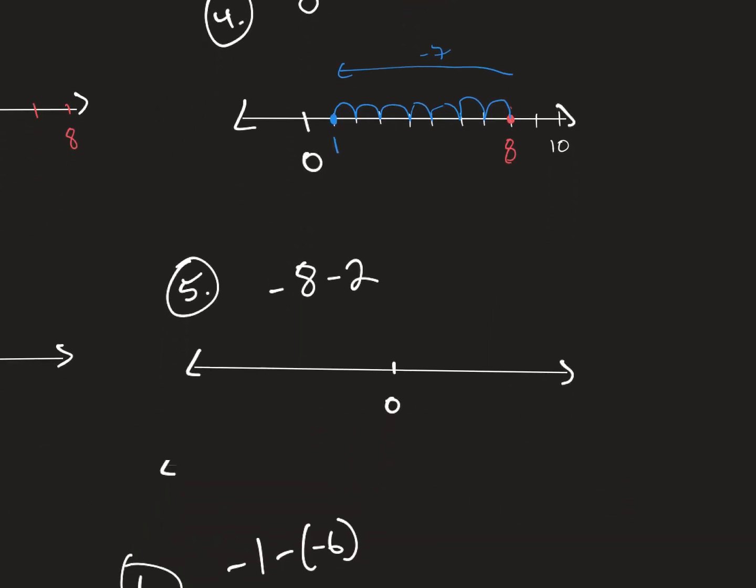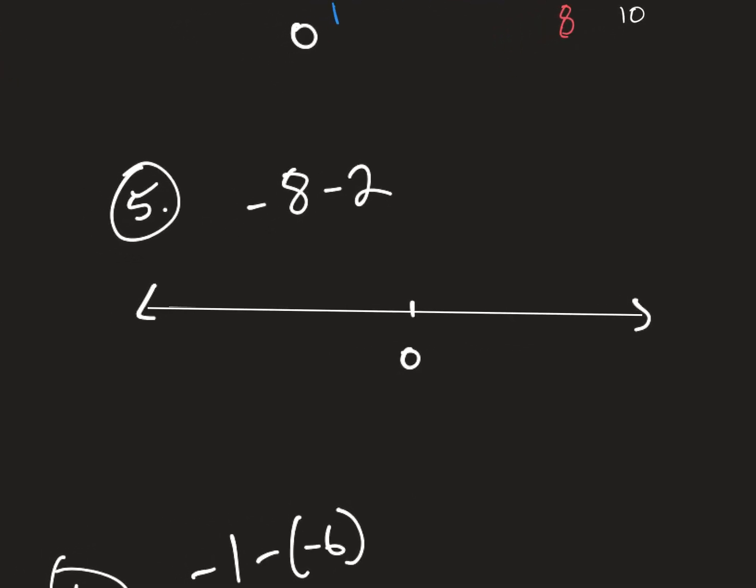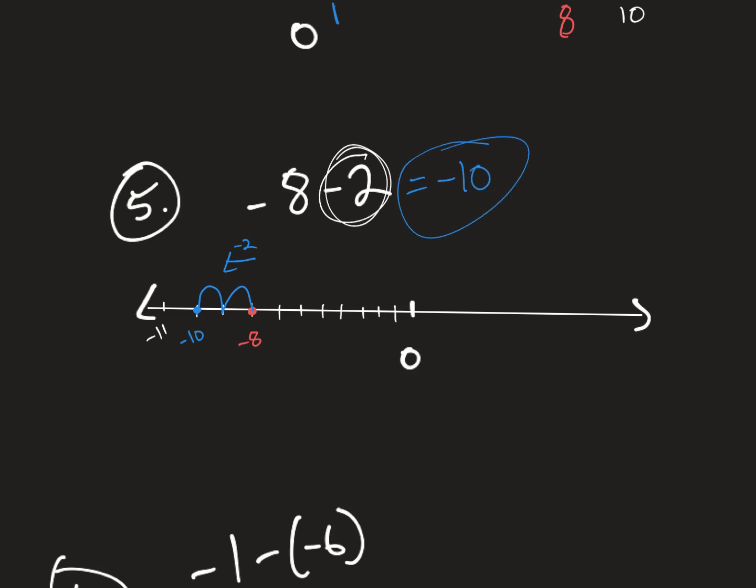And moving on down, -8 minus 2. Remember, this is going more negative, so I'm going to go 1, 2, 3, 4, 5, 6, 7, 8, 9, 10, 11. Let's make it out of -11. So my starting point is -8. This is right here. And then I am subtracting 2. I'm going to the left, 1, 2 is my end point, and I end with -10. So -8 minus 2 gets me -10.